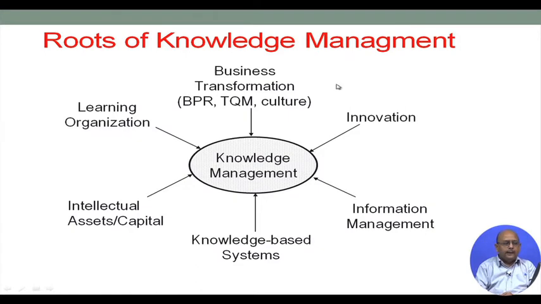So, the next thing that I am going to talk about is where the knowledge management system lies, and how it is related to different kinds of things. Now, if you look at this graph, you can see it is related with different things like business transformation, where you go for business process reengineering, total quality management, changing the culture, and that is where it is related to knowledge management. Innovation, because knowledge management is what? Creating new things, products and processes, and that is where you relate it with innovation.